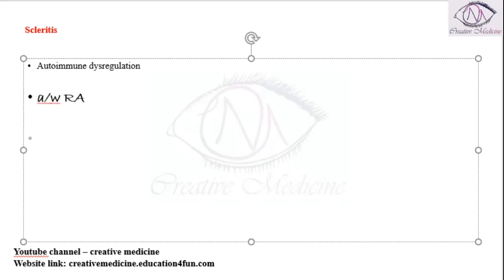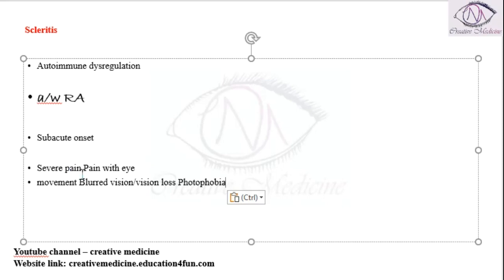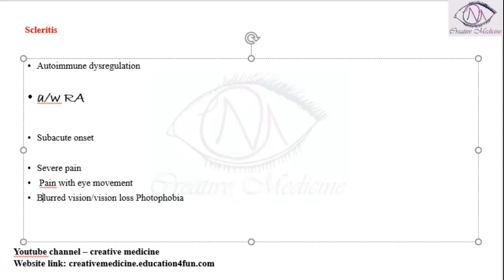So here the patient will present with pain which is subacute in onset, and severe pain is seen in the patients, and the pain is seen with eye movements also. The patient also presents with blurred vision or vision loss and photophobia. In scleritis, there is severe pain with eye movement, and blurred vision, vision loss, and photophobia are seen in the patients.